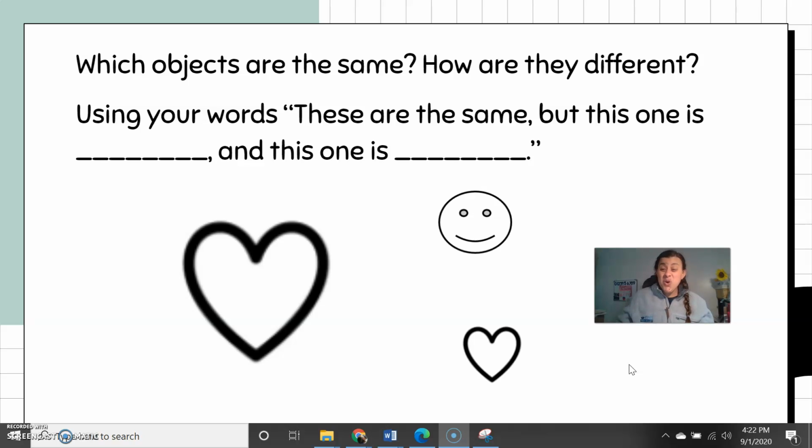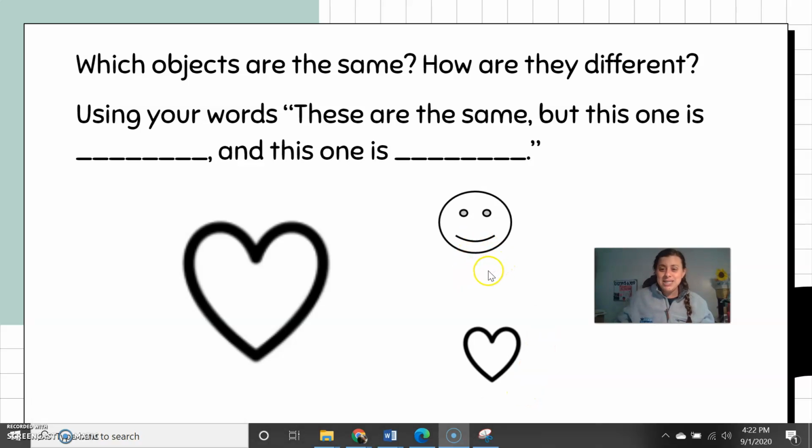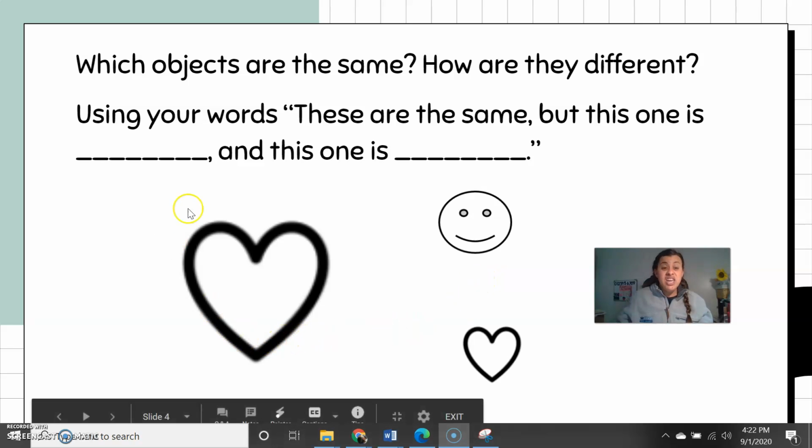Well, we know that these two objects are hearts. So I'm sorry, Mr. Smiley Face, but we're not talking about you today. These are the same, but this one is, great job. This one is bigger and this one is smaller. These are the same, but this one is bigger, this one is smaller. We're talking about their size.